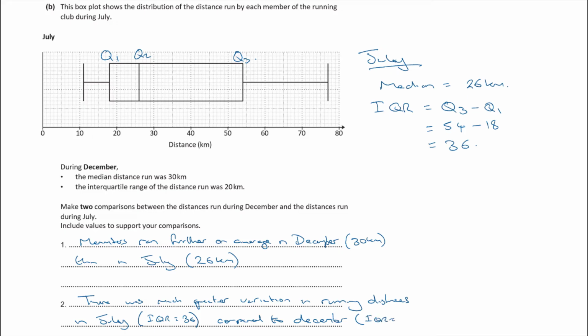IQR is equal to 20. Okay, just to back up what we're saying. So there was much greater variation in running distances in July, interquartile range 36, compared to December, interquartile range 20.